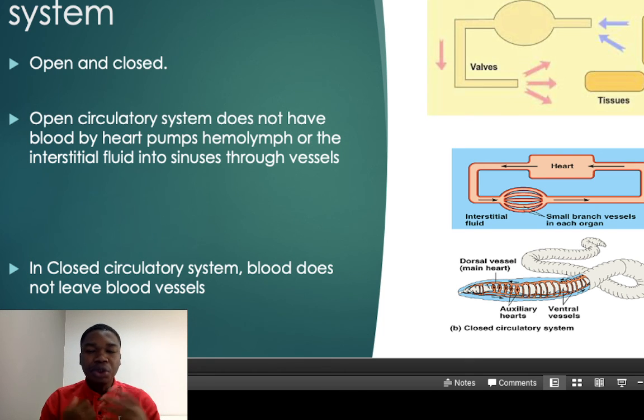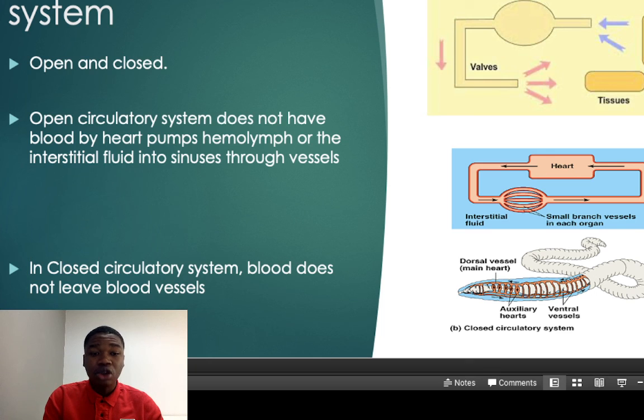Humans have a closed circulatory system because blood is flowing inside the vessels or the blood vessels. You can just look at the bottom diagram here, which is in orange color. It's a type of closed circulatory system. Let's deal with an open one.